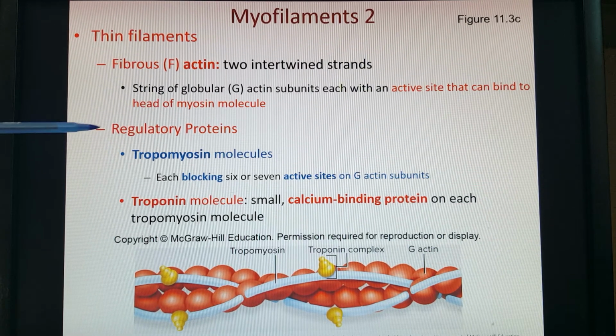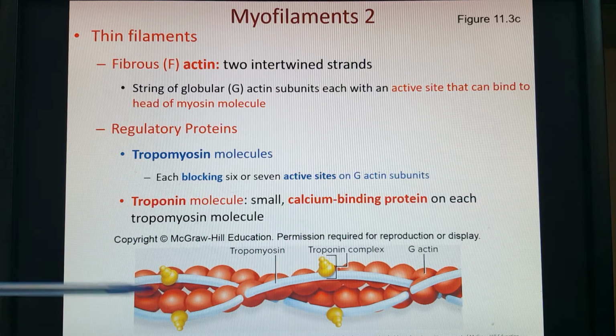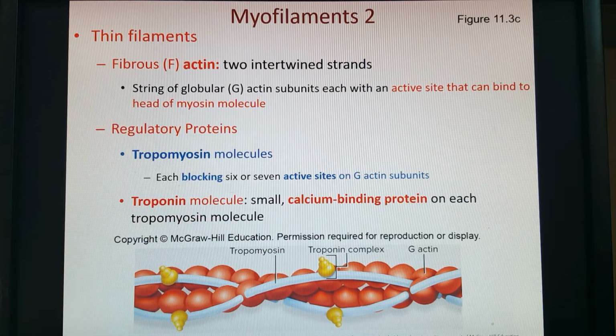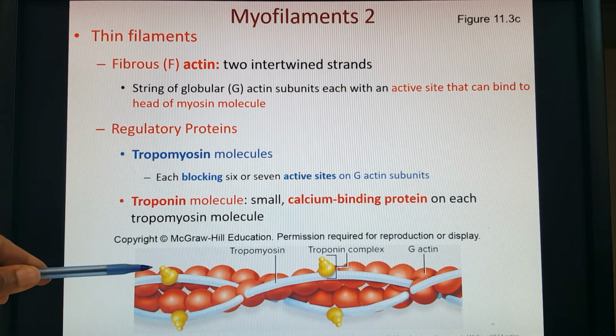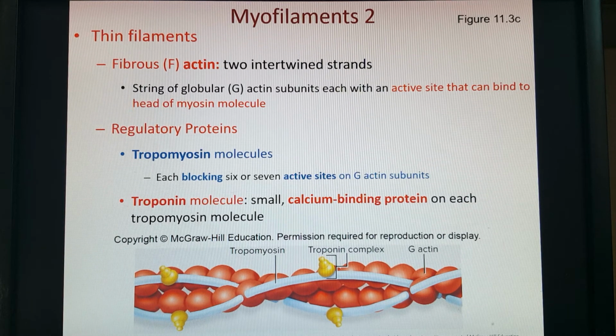Associated with these thin filaments are two different types of regulatory proteins. The first one is tropomyosin. Tropomyosin is this big, long, white protein structure here. It blocks the active sites on our actin subunits, so it blocks the ability for the myosin head to bind to actin. The other regulatory protein is troponin. Troponin is where calcium binds. So earlier when I talked about the sarcoplasmic reticulum, when calcium is released from there, it goes to bind to our troponin molecule, and that helps with part of our muscle contraction regulation.